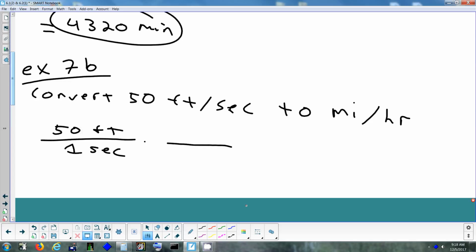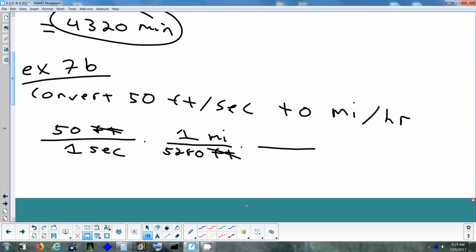Even if you don't know how many feet in a mile, you should know where feet is going to go in the fraction. Top or bottom? Yep. It's going to go in the bottom. So it cancels out. But now we need to know how many feet in 1 mile. Yep. 5,280. Now if we stopped, we would have a speed in what units? Yep. Miles per second.